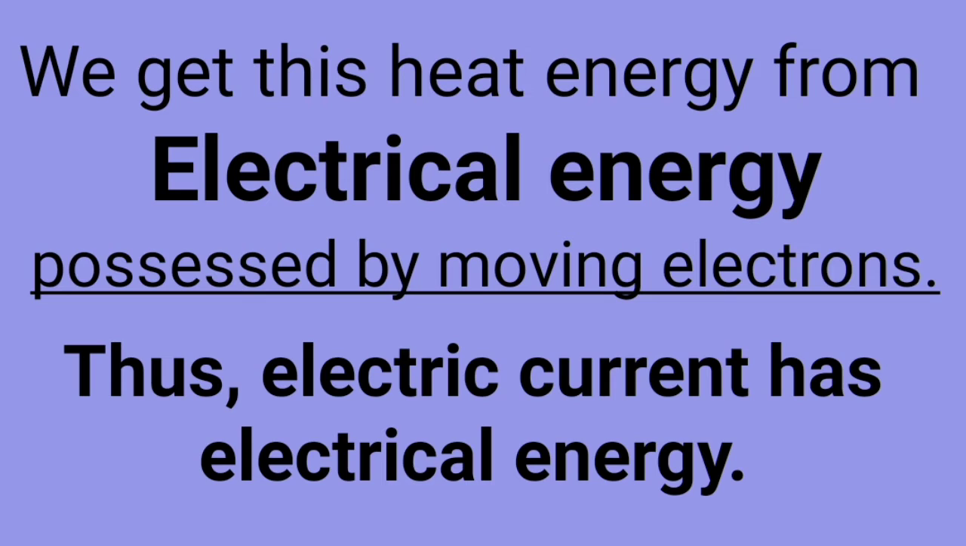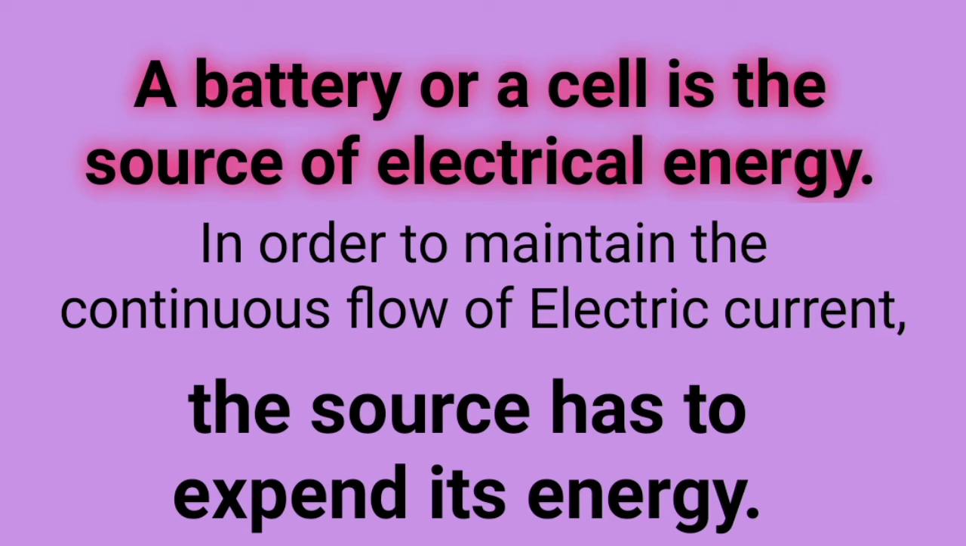And electrical energy is possessed by moving electrons. You know that electric current is nothing but the flow of electrons. So moving electrons possess electrical energy, and again, the moving electrons get electrical energy from the battery or a cell, from the source energy. Thus we can say that electric current has electrical energy. A battery or a cell is the source of electrical energy. Thus, a battery or a cell gives energy to the electrons in order to set them in motion.